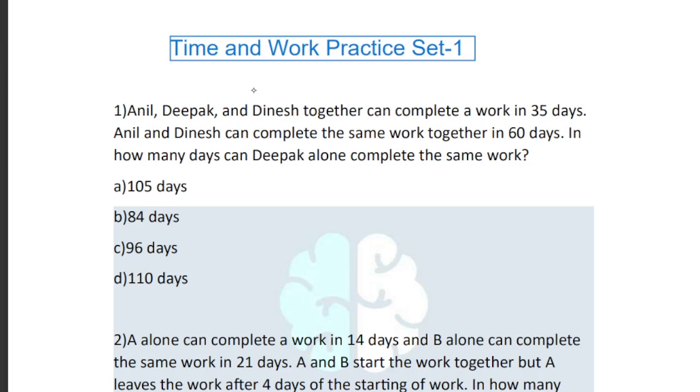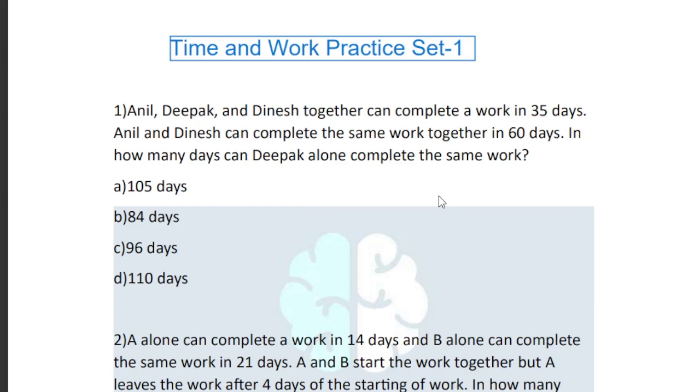Of time and work. Okay, so I'm assuming that you have knowledge of all the concepts of time and work and how to solve the questions of time and work. Because I'm not going to explain the concept of time and work. I'm just going to solve the questions, to show how to solve this kind of questions.